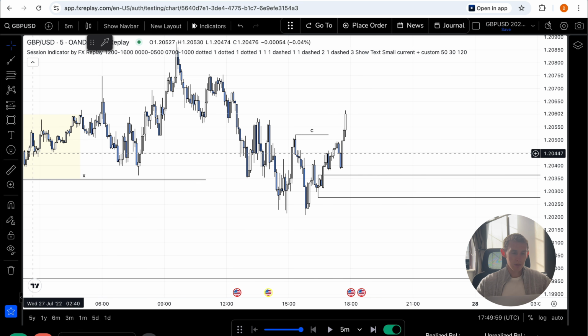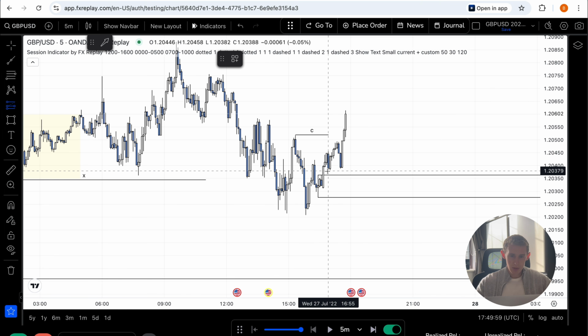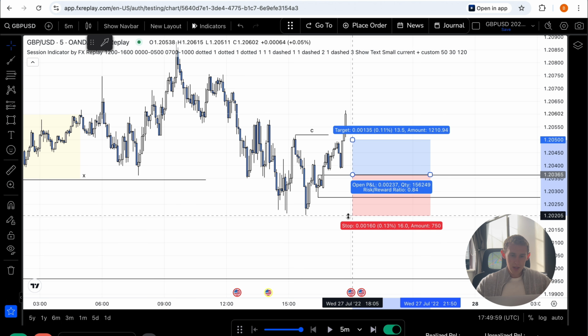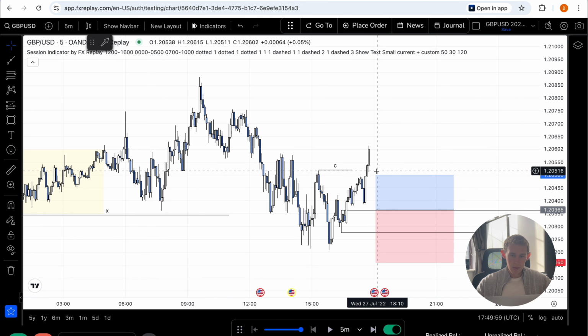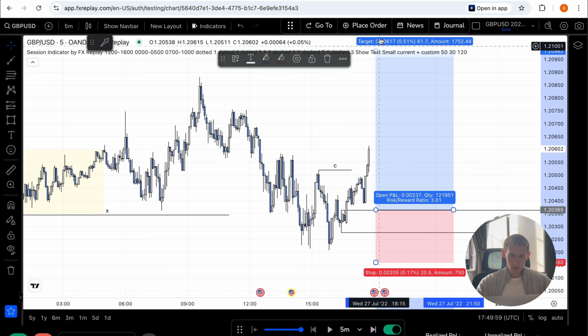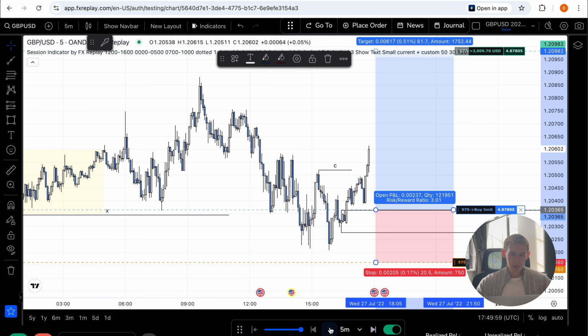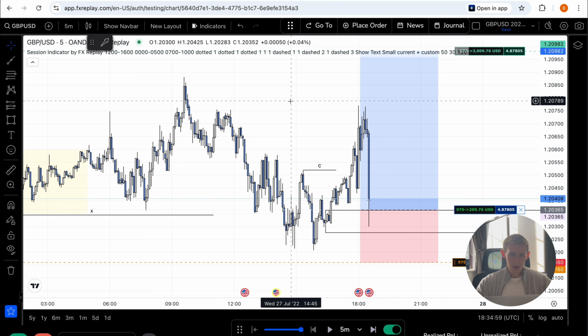I wouldn't enter on this first one because I would see that as an inducement. You can see price kind of creating these relative equal lows. So entering on this, stops a little bit below the low, and mechanical 1 to 3 take profit as always. Let's see if this can tag us in. Right, there we go, tagged in.